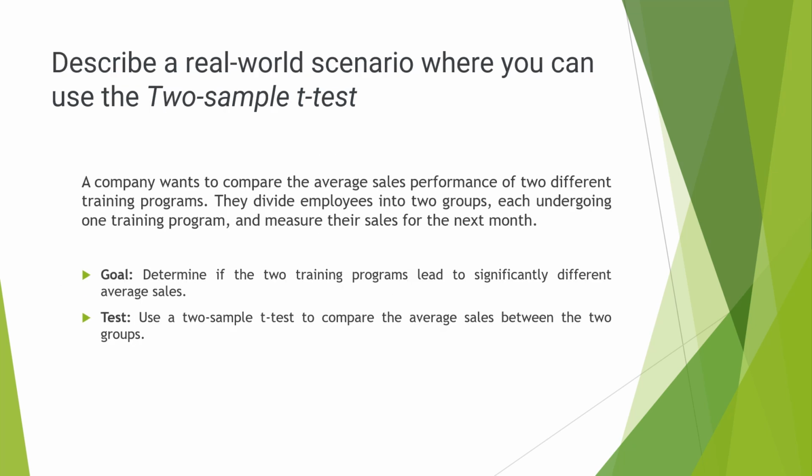Describe a real-world scenario where you can use the two sample t-test. A company wants to compare the average sales performance of different training programs. They divide employees into two groups, each undergoing one training program, and measure their sales for the next month. Goal: determine if the two training programs lead to significantly different average sales. Test: use a two sample t-test to compare the average sales between the two groups.